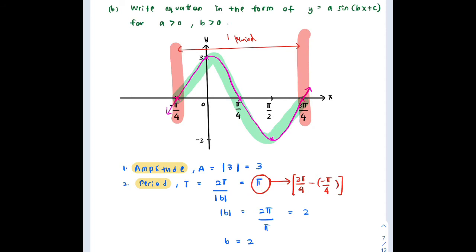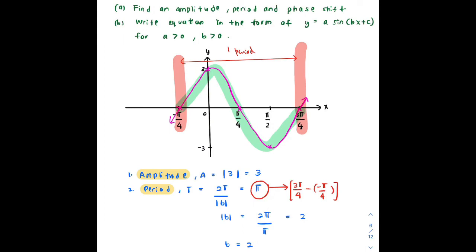So from here, we can find the value of b because the formula is 2 pi over b is equal to pi. Okay, so let's rearrange. b is equal to 2 pi over pi. So this is equal to 2. So modulus b is equal to 2. Therefore, b is equal to 2.